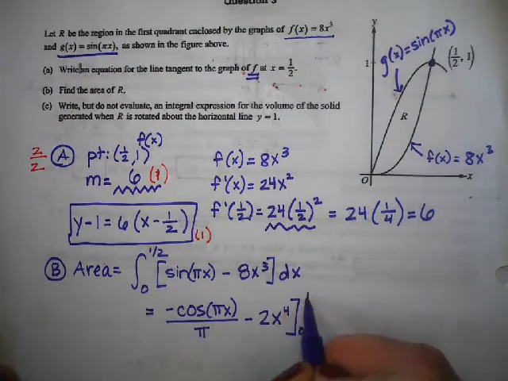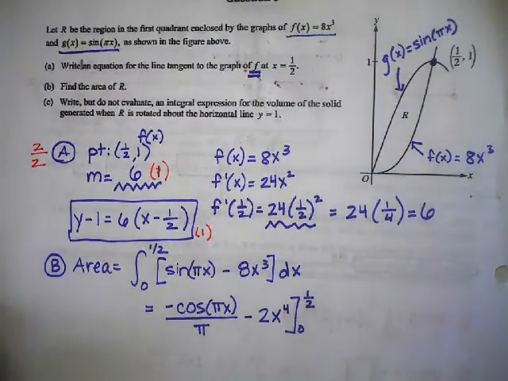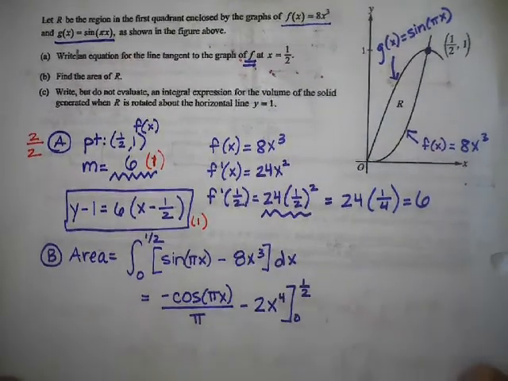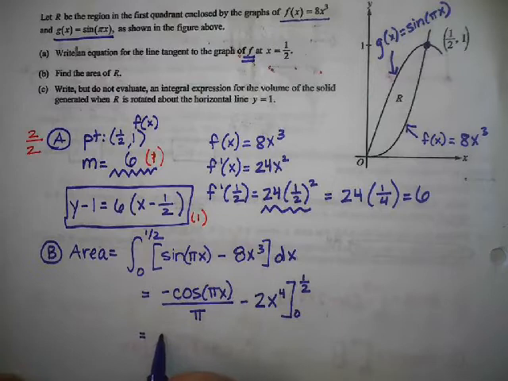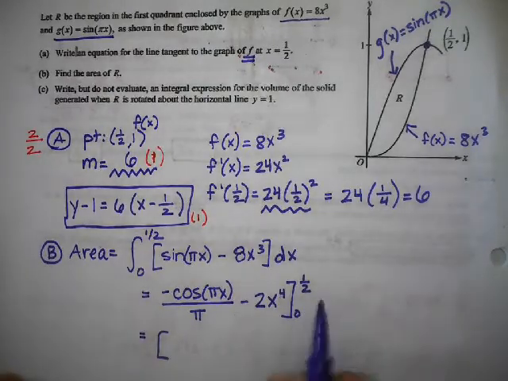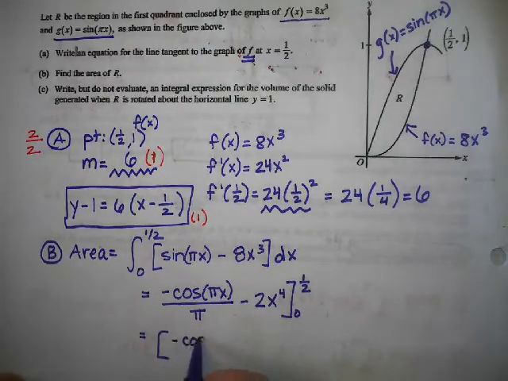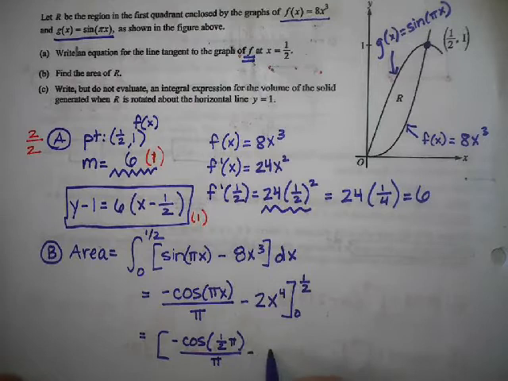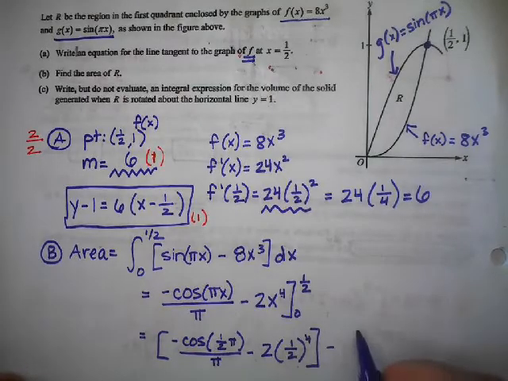I put my brackets on the end, and then I'm just going to plug in. Now remember, we plug in top minus bottom. When I plug in the top, I'm going to plug in 1/2. So I have negative cosine of 1/2 pi over pi minus 2 times 1/2 to the 4th power, minus, and then I'm going to plug in 0.